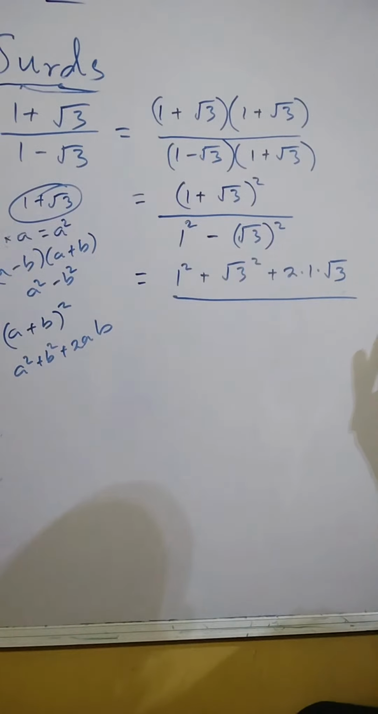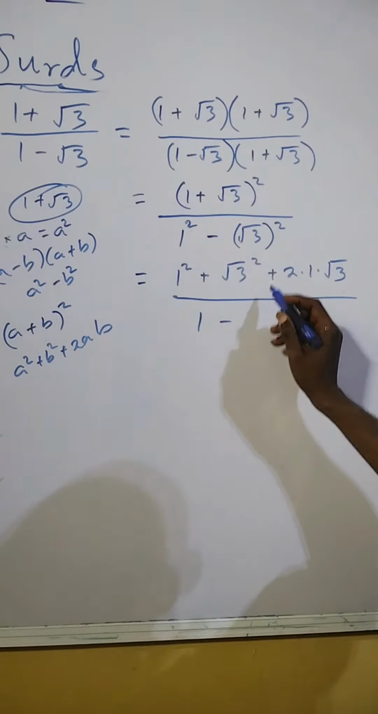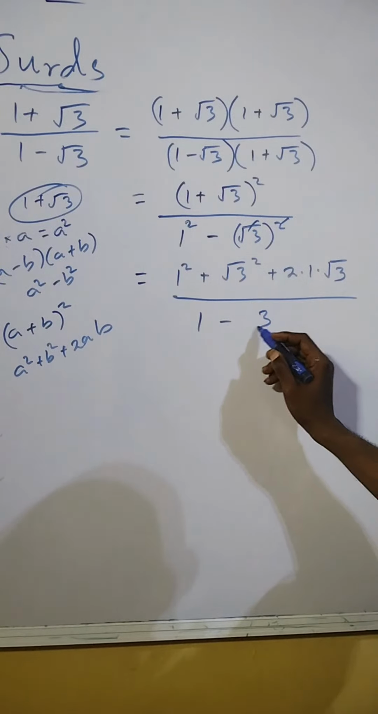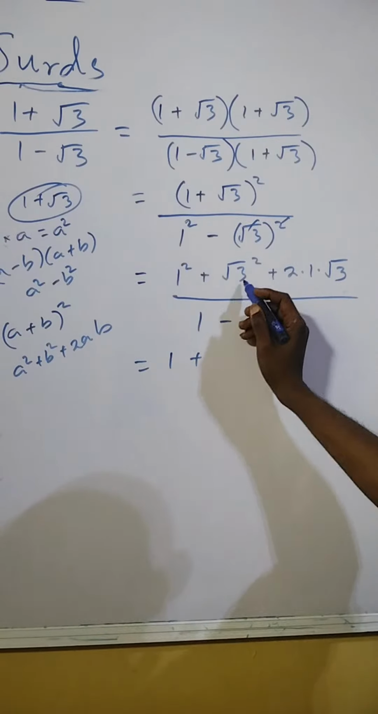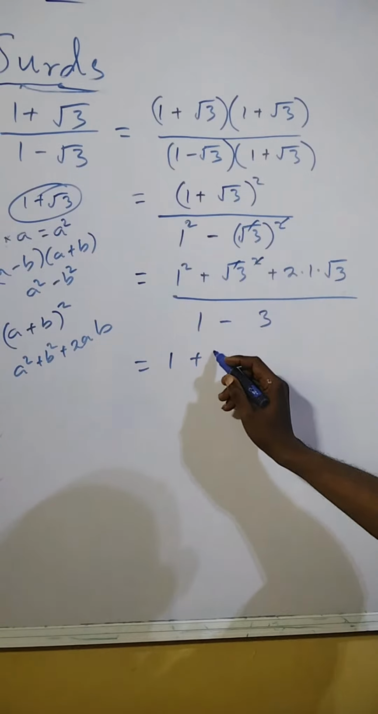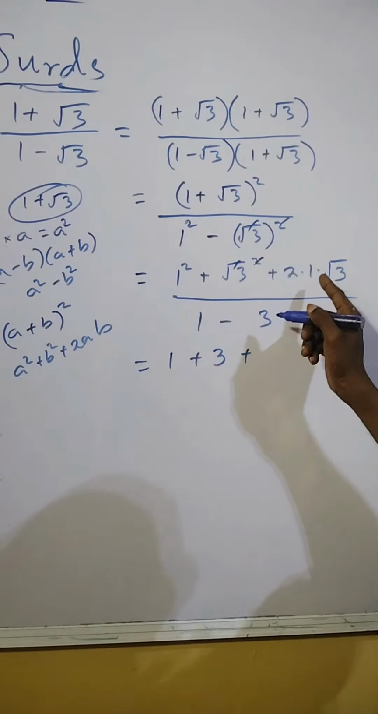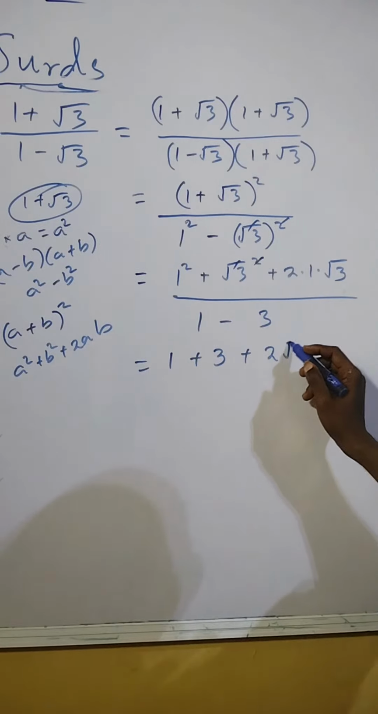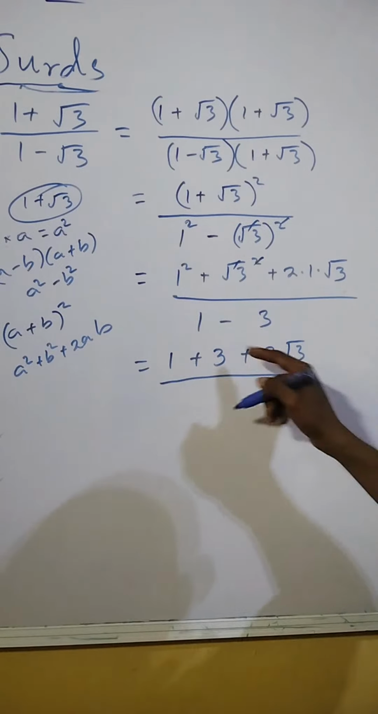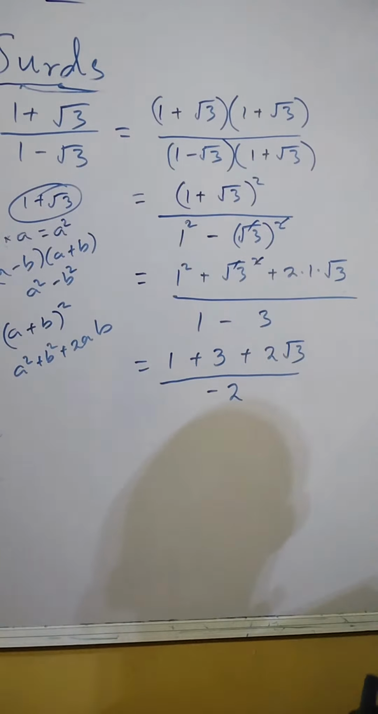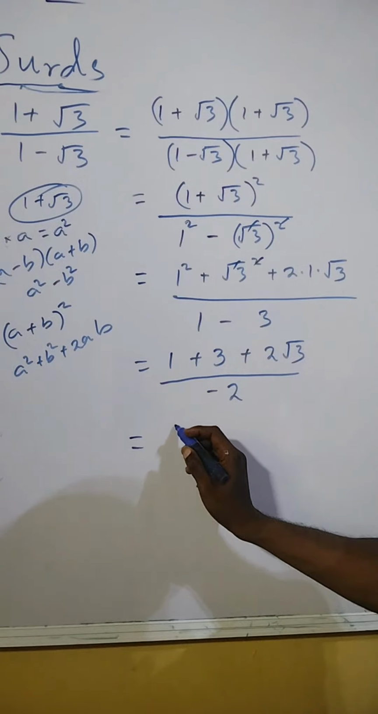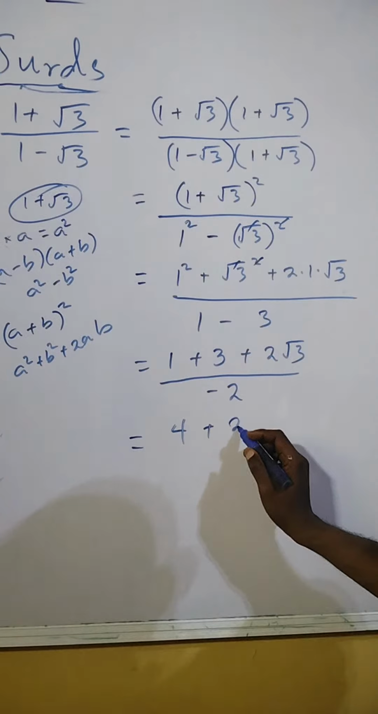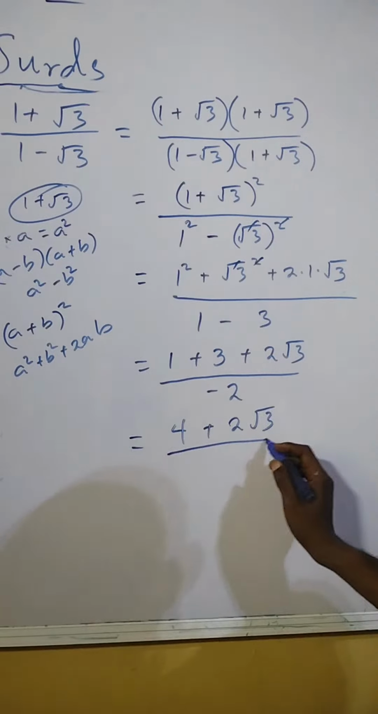Then over here 1 squared is 1, then minus root 3 squared, square cancels square root, here we have 3. So therefore, also up here 1 squared is 1, then plus root 3 squared, square cancels square root, we have 3. Then plus 2 times 1 times root 3, same thing as 2 root 3. Then divide by 1 minus 3, that's minus 2. Okay, so solving further, 1 plus 3, that's 4. Then plus 2 root 3 over minus 2.